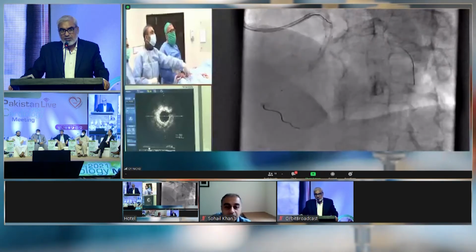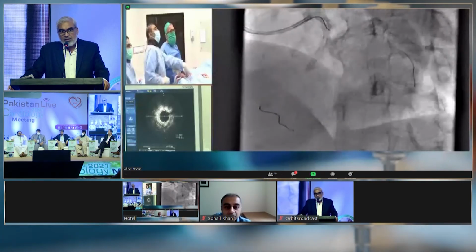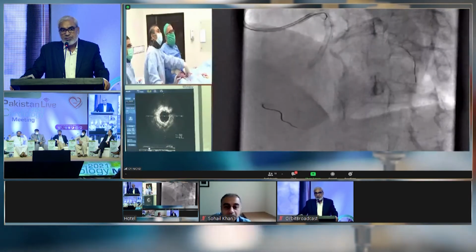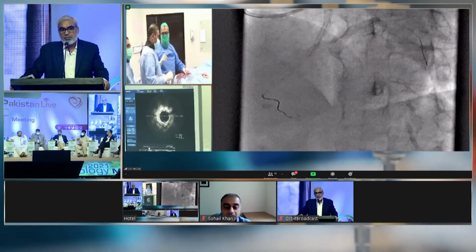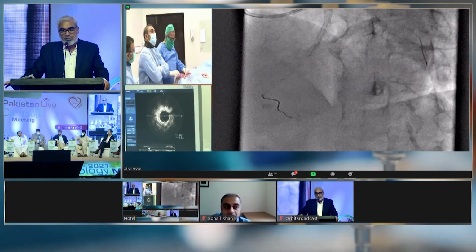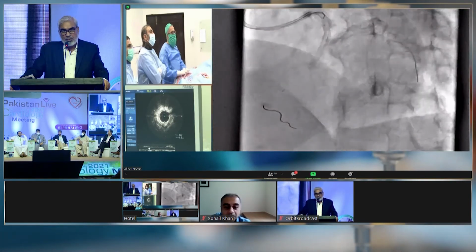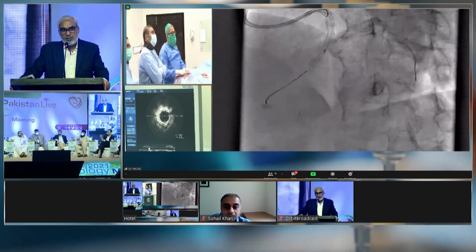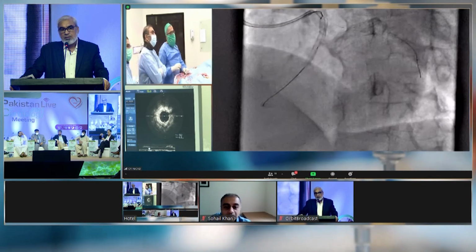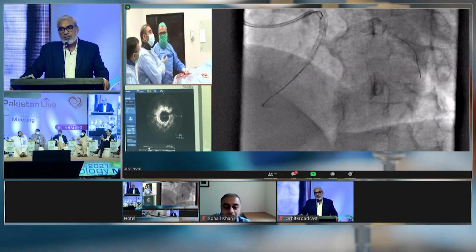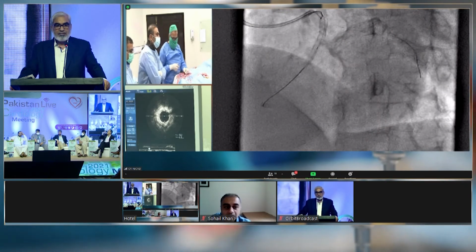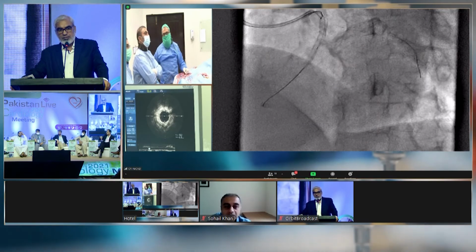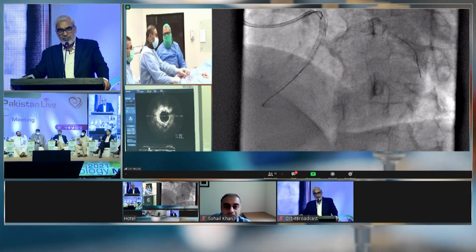Actually, we are still busy with our case. After POBA, we are trying to wire the circumflex. It is getting a bit difficult, but we are trying to wire it. And we did IVUS from LAD to left main. That looks okay. So our plan is definitely to go provisional. Otherwise, the circ looks okay. There is symmetrical flow and no symptoms. The ECG is fine. The patient is stable. So we most probably will go.